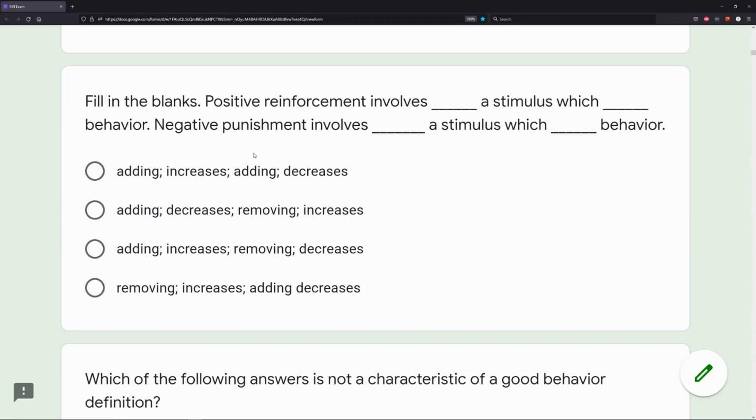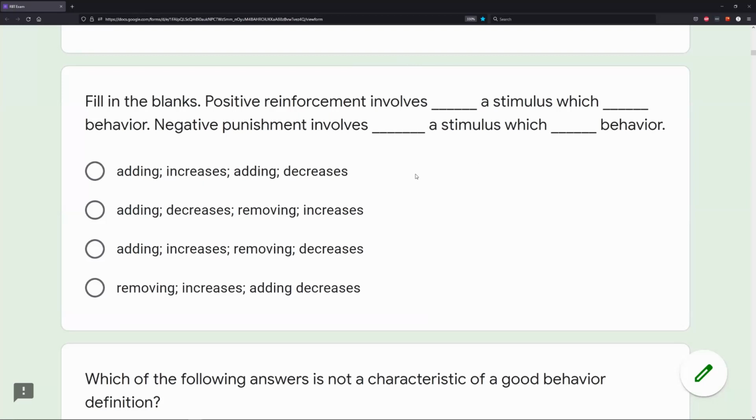Now these words, positive and negative. What does positive mean? Positive means we're adding something. Negative means we're taking away something. So put that together. Positive, we're adding something. Reinforcement, to increase behavior, right? So simply fill in the blanks. Positive reinforcement involves adding a stimulus which increases behavior. And then negative means what? Taking away. Punishment means what? Decreasing. So negative punishment involves taking away a stimulus which decreases behavior, right?